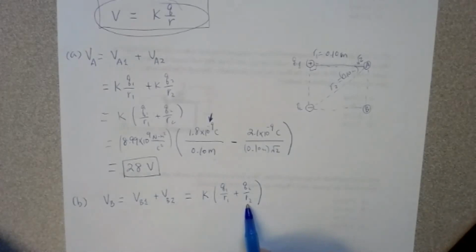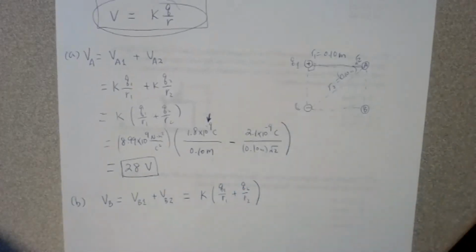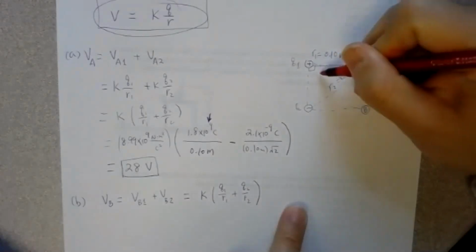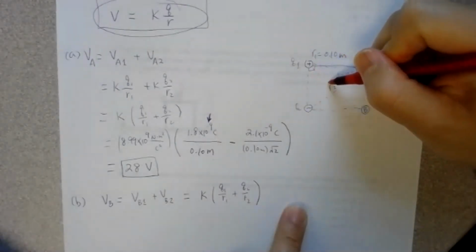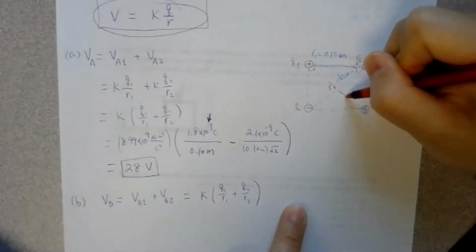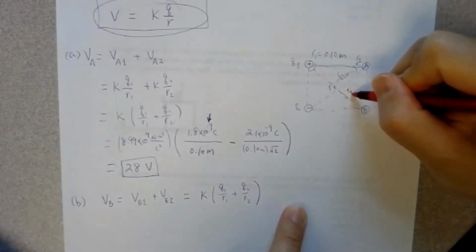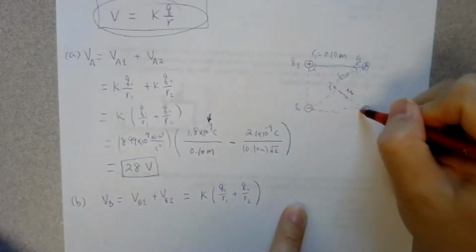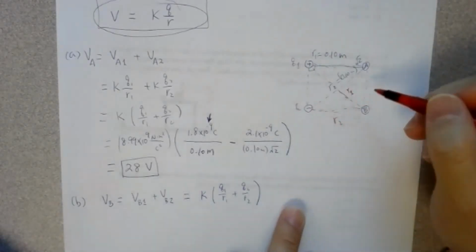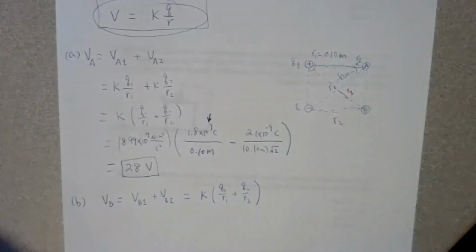Now R1 is this distance, because you are looking at point B. So this is now your R1, and this is R2. Basically R1 and R2 switch.